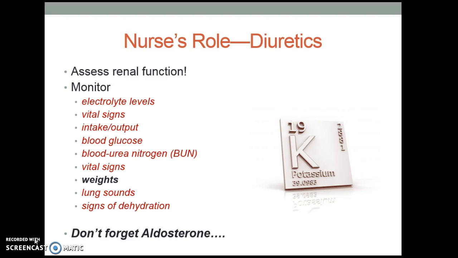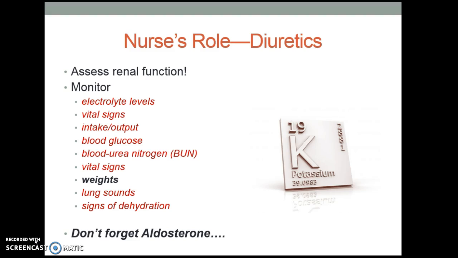Nurse's role in diuretic therapy: assessing renal function, monitoring your electrolytes and your vital signs, I&O, and daily weights. Daily weights are very important when you're looking to see what the diuretic did. If you ever get a question on the NCLEX or on an exam that asks you how you know if it was effective, you look back to why you gave it.